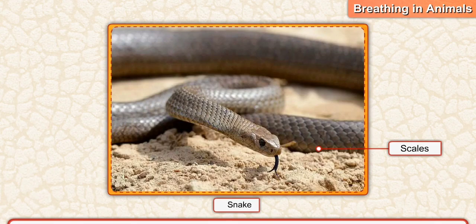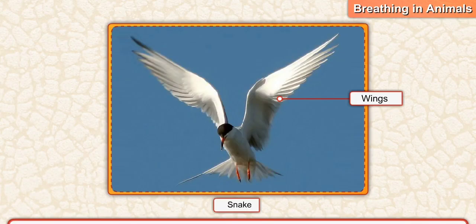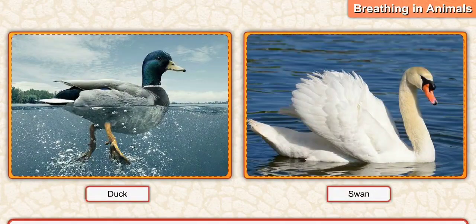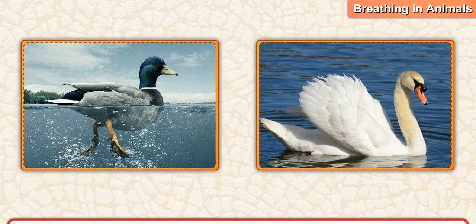Snakes move with the help of scales found on their body. Birds fly with the help of their wings. They use their legs and feet to walk or hop. Water birds like duck and swan have webbed feet to swim in water.